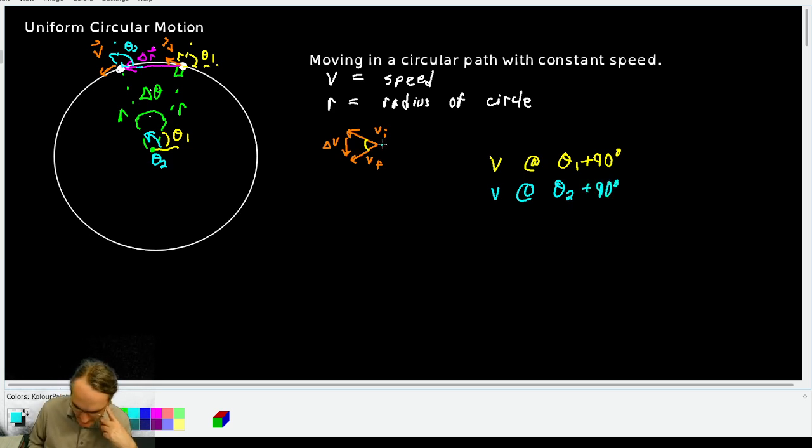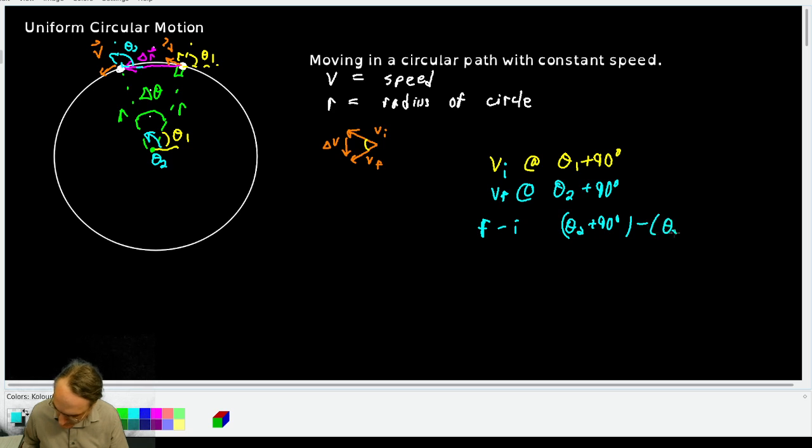Okay, if we take the angle that each one of these is at and we do the difference between them, then the angle that it will have changed, the angle inside here, would basically be, well, that's the initial, that's the final, so final minus initial will give theta 2 plus 90 degrees minus theta 1 plus 90 degrees, and we see that that is also delta theta. Well, we know two sides are equal and we know the angle in between is the same. So we actually know that they share a strong relationship.